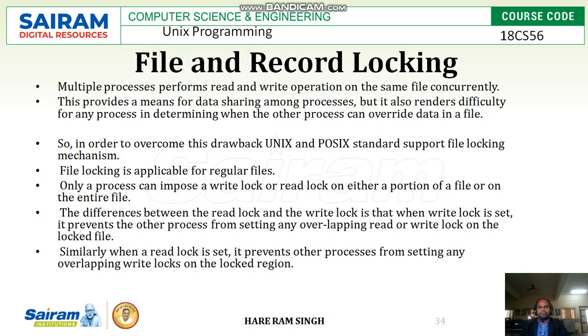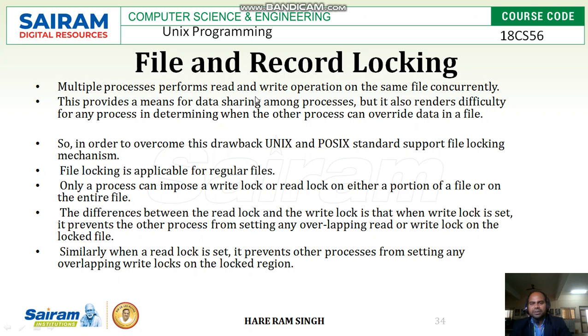In the Unix operating system, most of the files are shareable. They can be shared with many processes concurrently, many processes can share a file at a time. What if you don't want a file to be shared with another process? At that time you can put a lock on a file. Similarly, you can also put a lock on a record. That is called file and record locking.